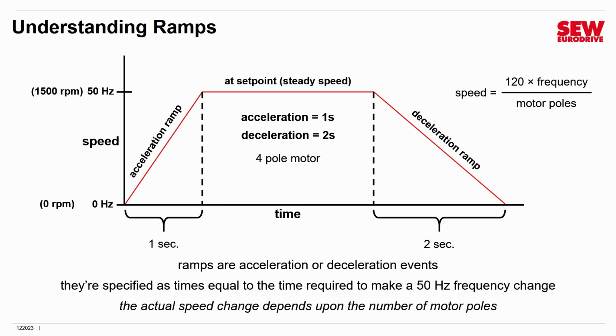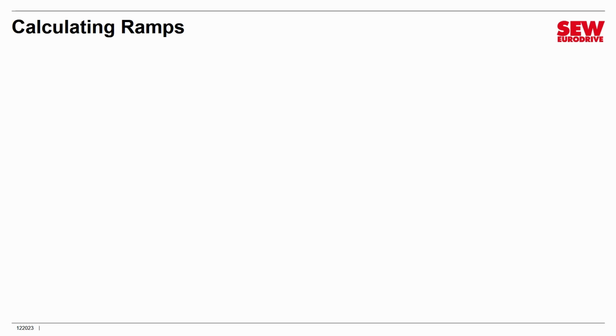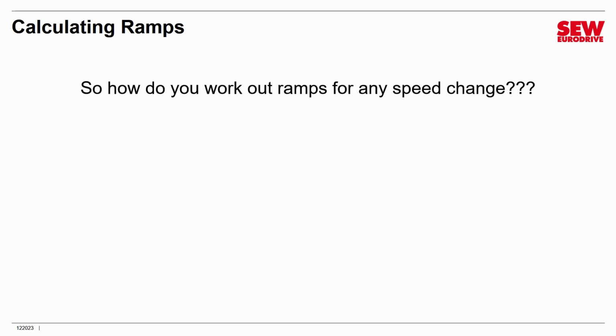I think that should make sense, but if not, maybe you want to watch this slide again. All right, now that's fine if you're doing 50 hertz speed changes, but what if you want some other kind of speed change, or what if you really don't even want to work with frequency at all? What if you want to work with RPM? Is there a solution to it? And the answer is absolutely.